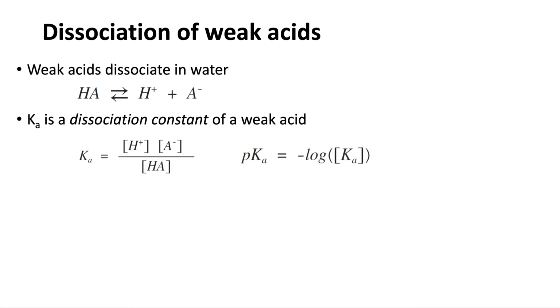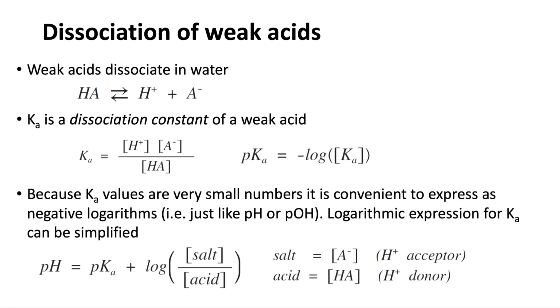Well, what is pKa? pKa is just the negative log of the Ka value. So why would we ever express it as pKa versus Ka? Because when we actually do the math, the Ka values tend to be very small numbers, 10 to the minus whatever. So it's easier numerically to just express them as their negative logarithms, or their p values, just like it is for pH or pOH.